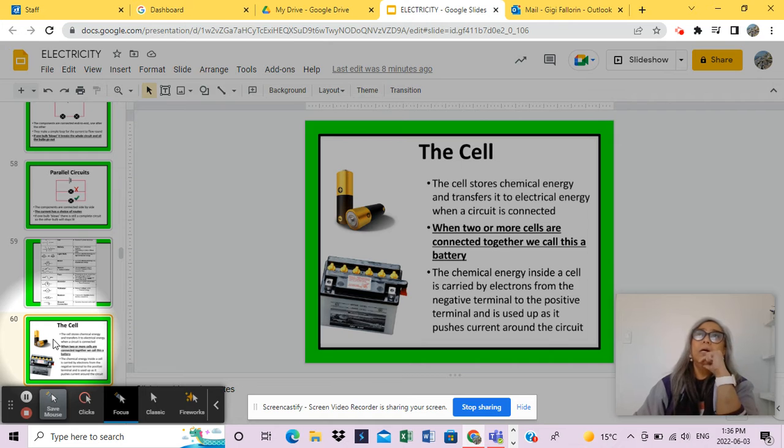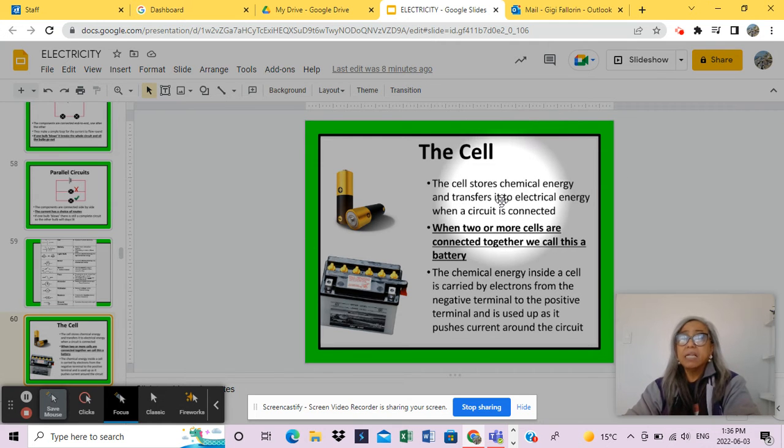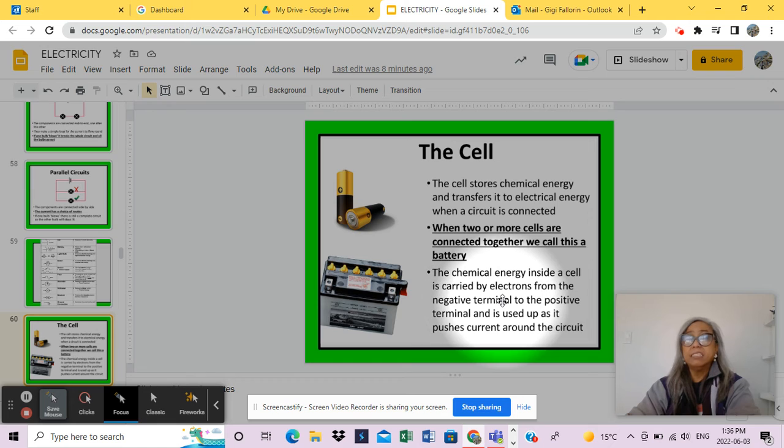Now, let's talk more about one of the components, the cell. The cell stores chemical energy and transfers it to electrical energy when a circuit is connected. When two or more cells are connected together, we call this a battery. The chemical energy inside a cell is carried by electrons from the negative terminal to the positive terminal and is used up as it pushes current around the circuit.